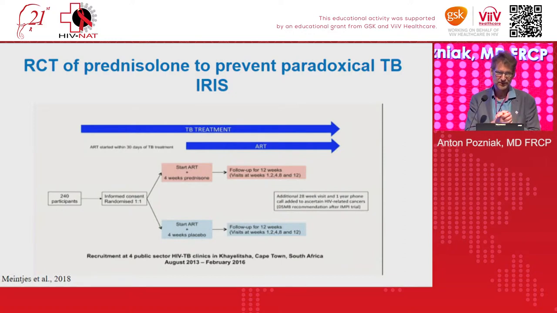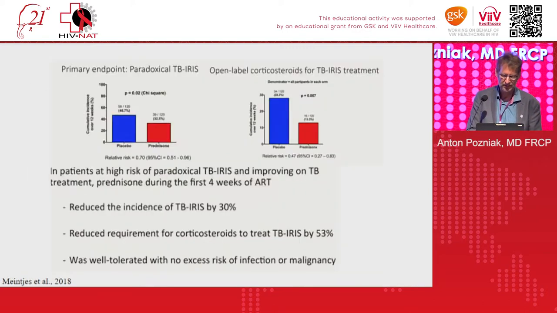So now you're seeing a patient for the first time and you're giving them anti-HIV drugs, other prophylaxis, remember cotrimoxazole, fluconazole. Now you're giving them TB treatment and you're giving them prednisolone. It's a bit of a pharmacy they have to take home with them, all right, to monitor. But what's the outcomes? Well, the outcome was this. They reduced the incidence of TB IRIS by 30%. They reduced the requirement for corticosteroids when people did have it by 53%. And they didn't find any infection or malignancy.